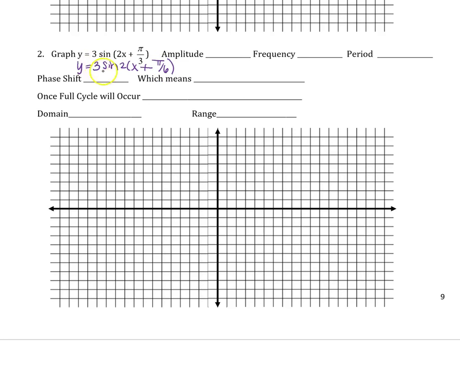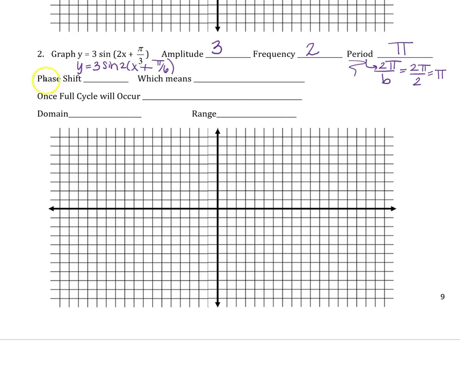So the amplitude of this graph comes from this leading number, which is 3. The frequency is this number here, 2. So that means between 0 and 2 pi, you would see 2 full sine curves. But if I only want to see one sine curve, that's where the period comes from. The period is always equal to 2 pi divided by the frequency. So in this case, 2 pi divided by 2 is just pi. So over pi units, I will see one cycle of sine.